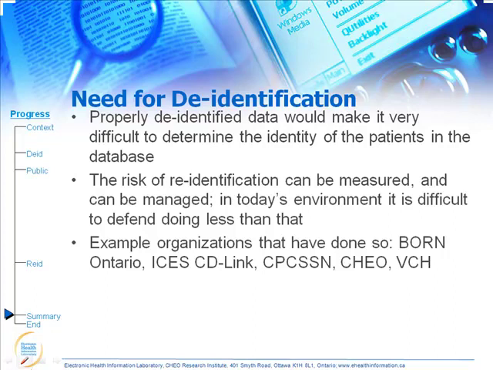So we've done some work, of course, with various organizations, and examples are Born Ontario, which is the birth registry for Ontario, and ISIS in Toronto for their Cancer Data Link program, where they're disclosing linked cancer data to researchers. There's the CHSSIN project, which is the Chronic Disease Surveillance Initiative, a national initiative using EMR data at CHEO and Vancouver Coastal Health, so two hospitals. So we're slowly trying to improve the practices across various large health information custodians across the country.